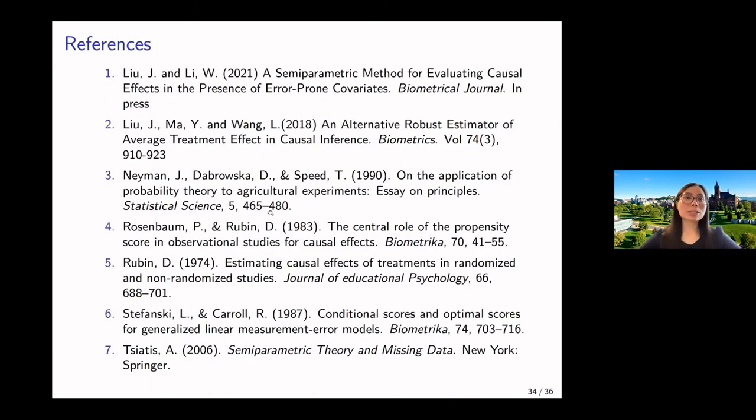If you are interested, these two are the papers that my talk focuses on. The first paper is about the measurement error issue in causal inference. The second one focuses on the dimension reduction that I talked about here. Feel free to look at these two papers. And then these are the key references of the talk I mentioned here.